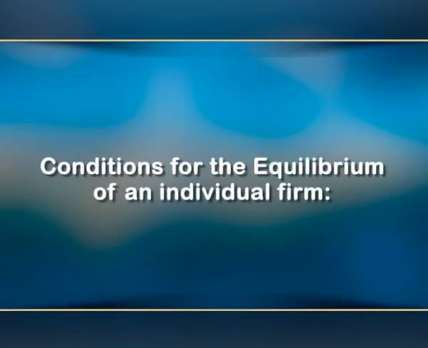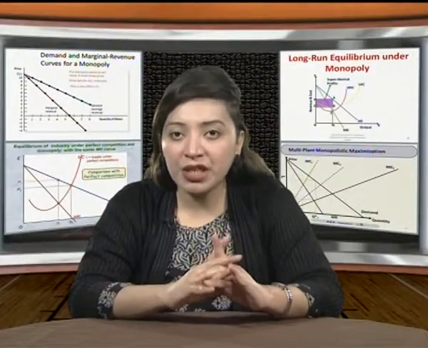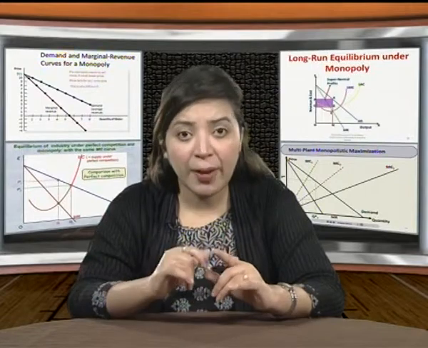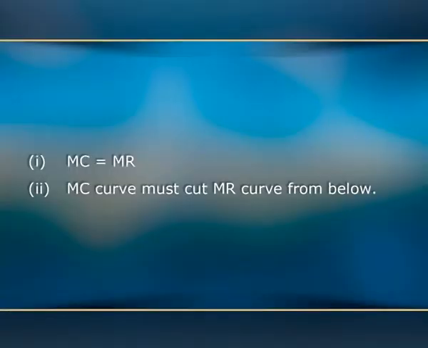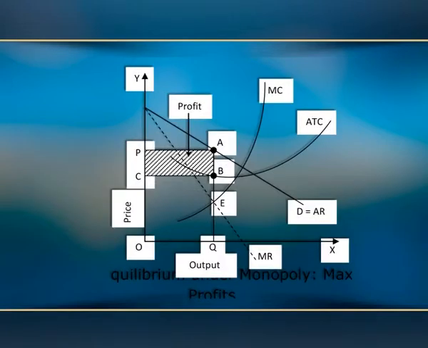The conditions for the equilibrium of an individual firm. The conditions for price output determination and equilibrium of an individual firm may be stated as follows. First, MC equals MR. Second, the MC curve must cut the MR curve from below. Figure 1.4 shows that MC cuts the MR curve at E. At E, the equilibrium price is OP and the equilibrium output is OQ. Since per unit cost is BQ, per unit supernormal profit, that is price minus cost, is AB or PC, and total supernormal profit is APCB.